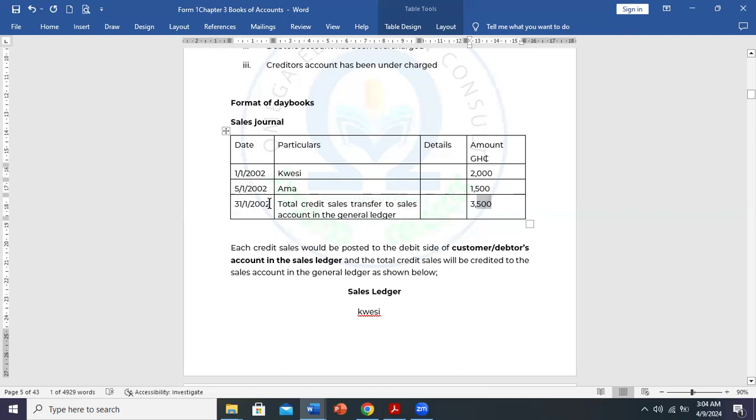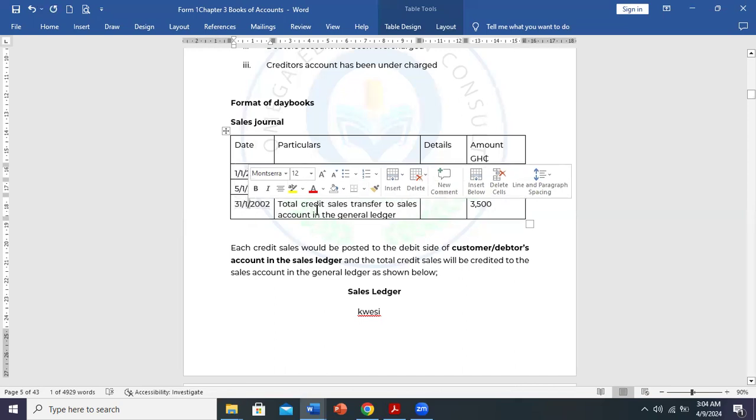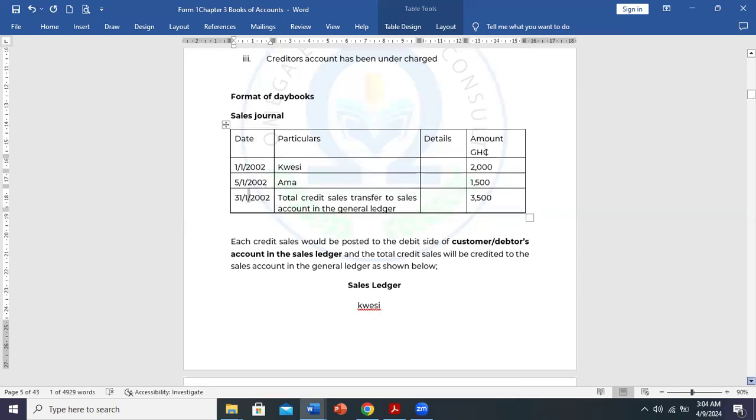Then look at the date here. You use the closing date. So that is what you do when you have finished putting in the entries. You have to do the totals and put this closing date and this narration as well. Let me show you for the purchases and return inwards and return outwards as well.